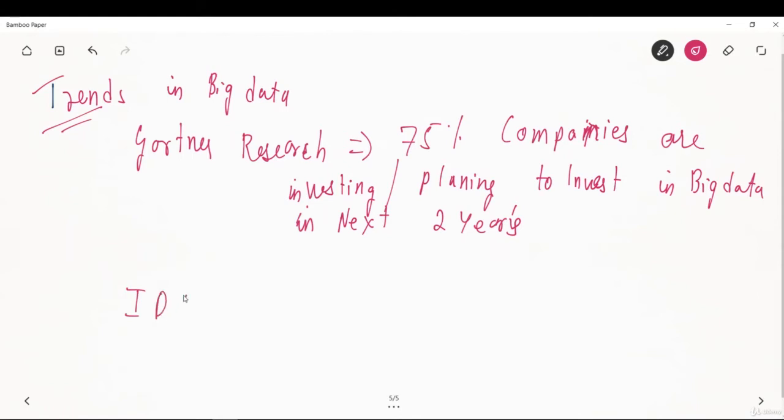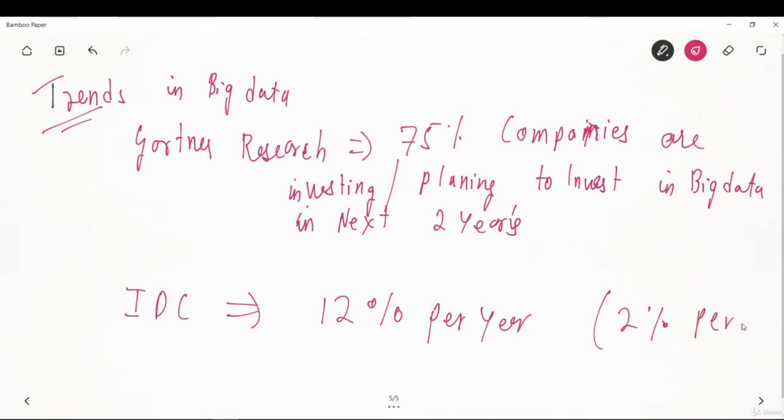IDC says that the growth of the big data industry is 12% per year, and the approximate IT industry growth is 2% per year. So IT is growing at this rate and big data is approximately growing at this rate. So this is the rate at which the big data industry is growing.